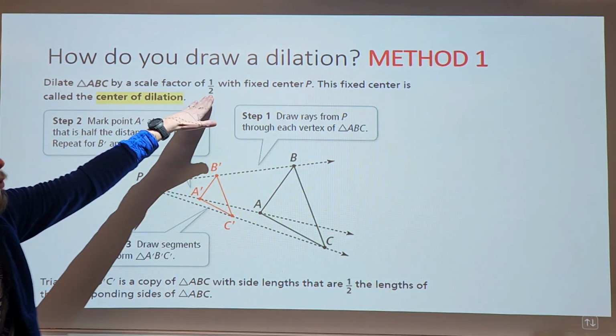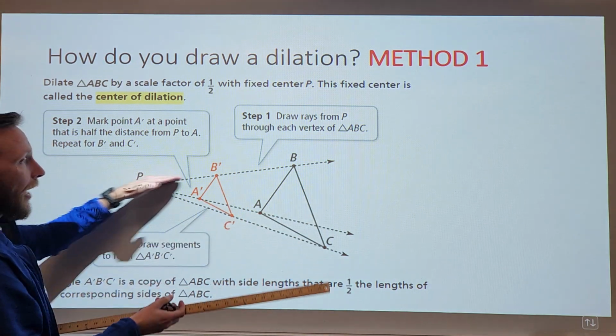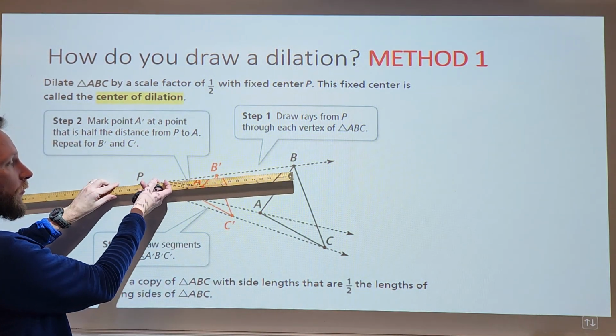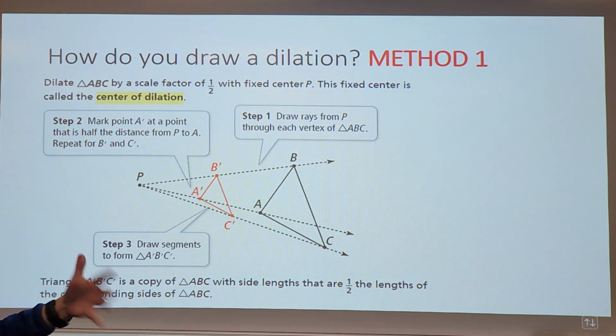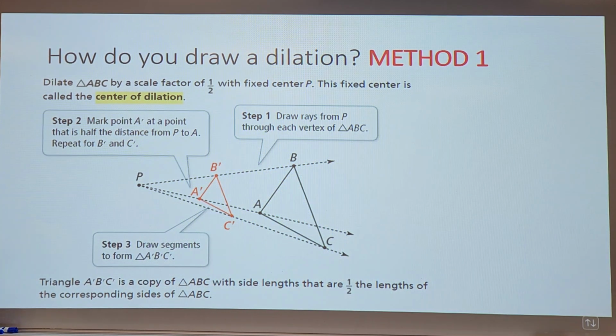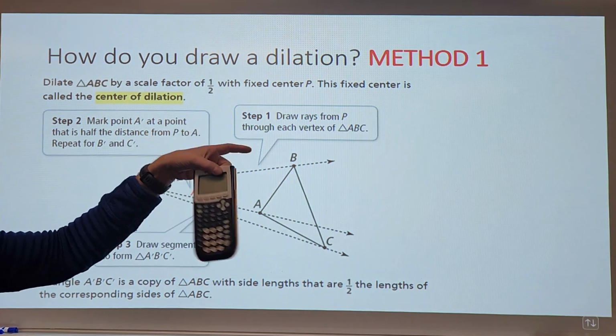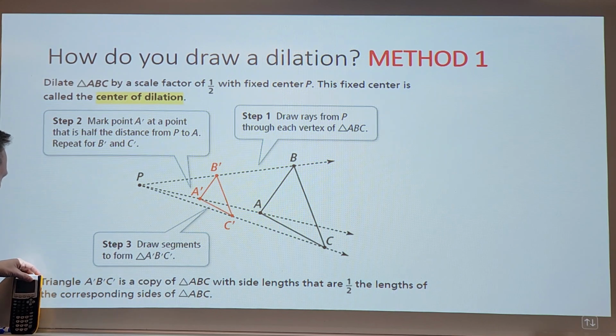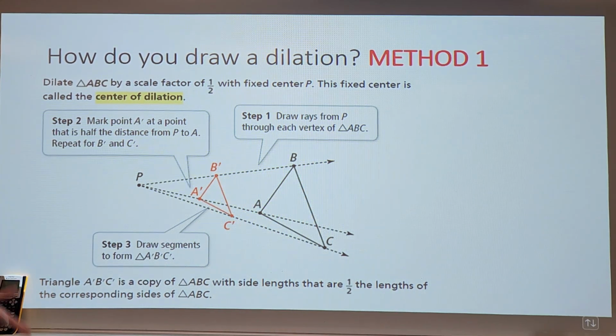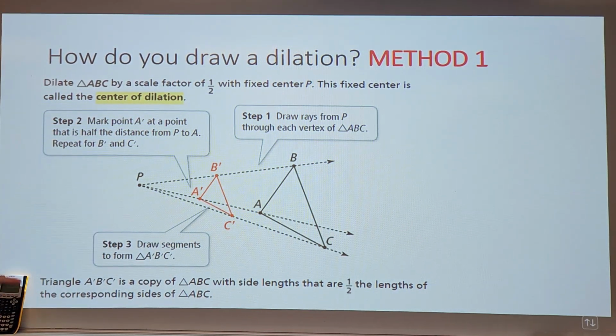If our scale factor was 3/4, on this ray we would measure 3/4 of that distance. So in order to measure 3/4 of that distance, you might need to multiply that distance by 3/4, right? We want to make sure that we can use our calculators to help us with that multiplication, to help us with that location for where these points are going to go.